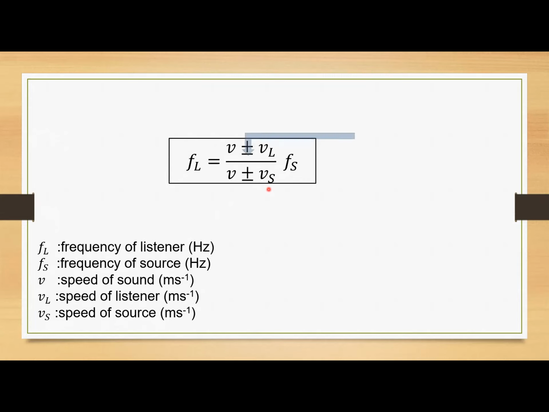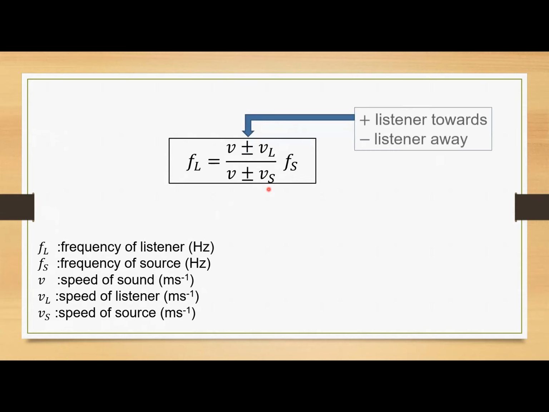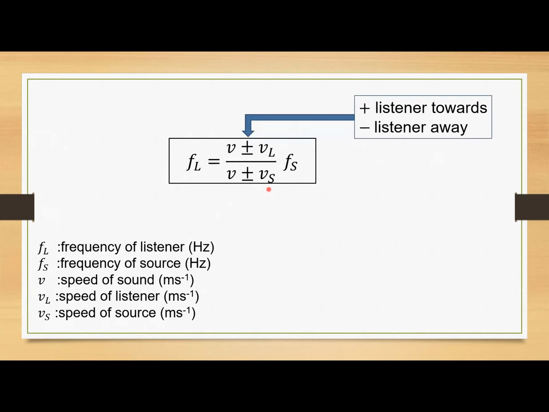How do we know when to use plus and when to use minus in the numerator? Okay, so VL means speed of the listener. If the listener is moving towards the source, then you will use a plus sign. Okay, if the listener is moving away from the source, you will use the minus sign.